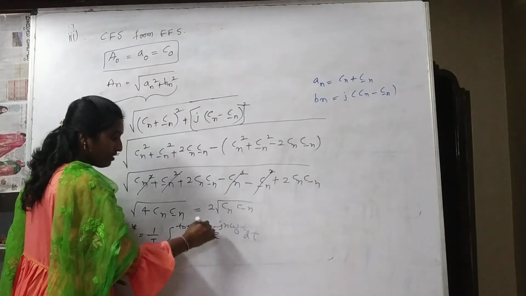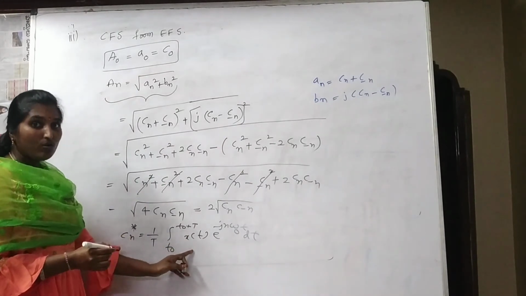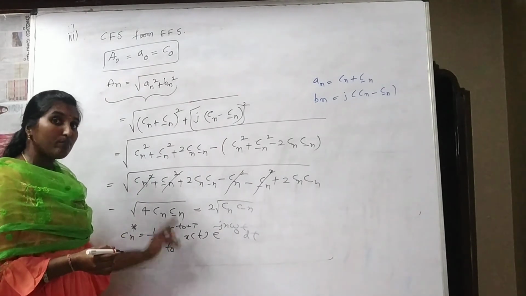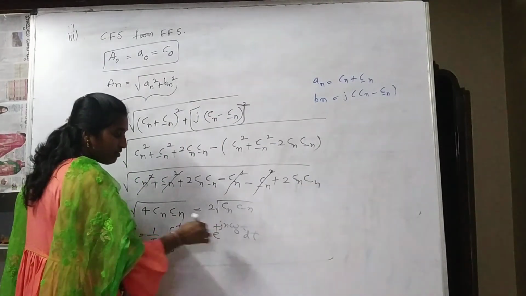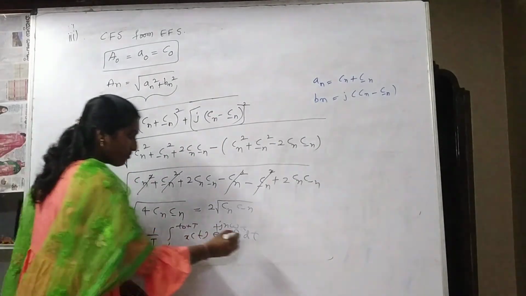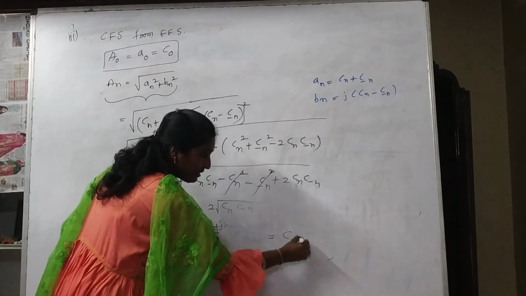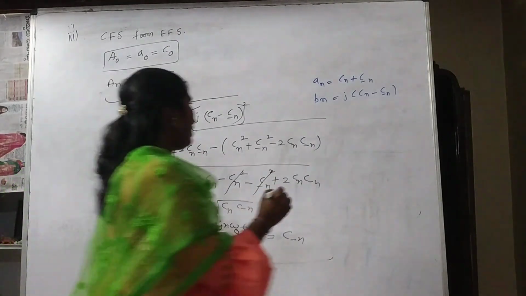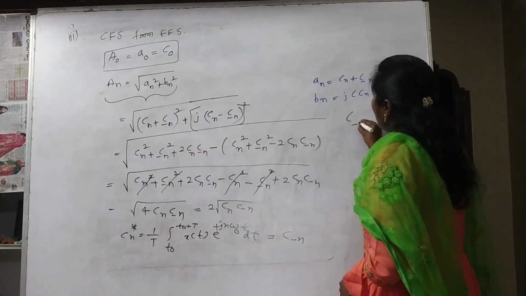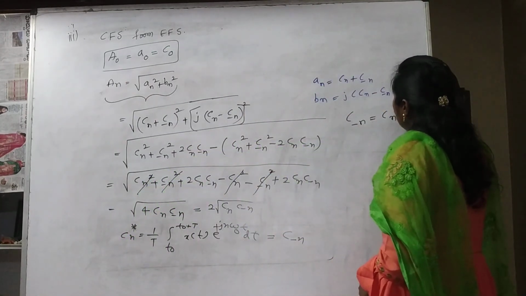Because x of t is a signal, the complex conjugate will be applicable only for the complex part. Then minus j will become plus j. This is nothing but c minus n, right? From this you can give the relation: c minus n is equal to cn star.